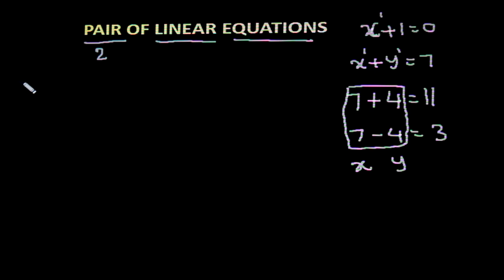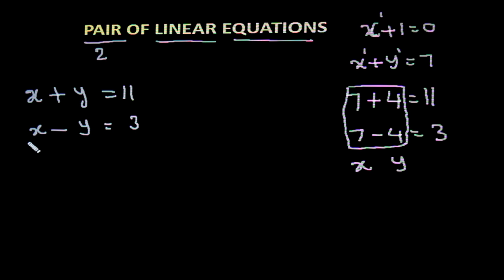When I express it, the sum of two numbers is 11, then immediately you have to write sum. Sum means plus. Sum of two numbers: one number is x, another number is y. Sum of two numbers is 11. And difference means minus. The difference of the two numbers x and y is 3. If you solve these two, you will get x and y, that is 7 and 4.